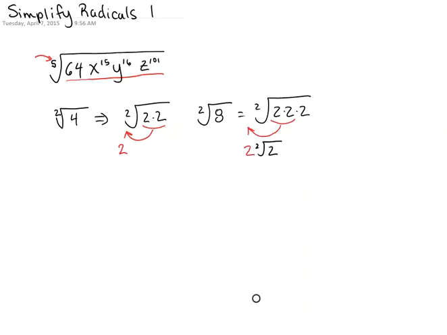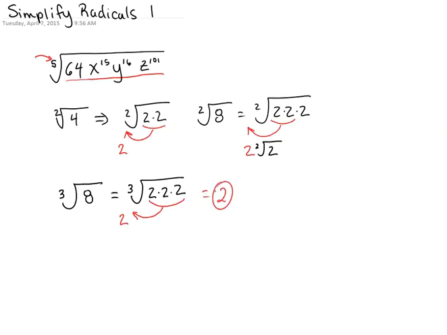If it were the cube root of 8, so let's look at the cube root of 8. So now since the index is 3, we're looking for triplets. So think of the cube root of 8 as 2 times 2 times 2. We've got a triplet of 2's underneath, so 3 2's as the radicand is equal to a 2 on the outside. And since there's nothing left in the radicand, the cube root of 8 is equal to simply 2.